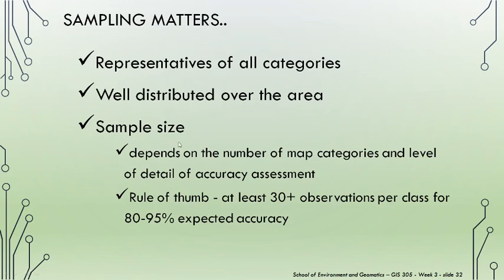And finally, there's a lot of rules of thumb for sample size, but it will depend on the number of map categories. So for instance, there's one rule of thumb that says that you should have at least 10 times more samples than you have categories. And it'll also depend on the level of detail of your accuracy assessment, how detailed you want that accuracy assessment to be. But as a rule of thumb, and that's what we'll just run with here, there should be at least 30 observations for each class to have a reasonable accuracy. So keep in mind that 30 samples per class is probably a good idea.